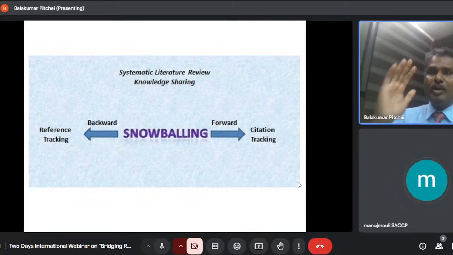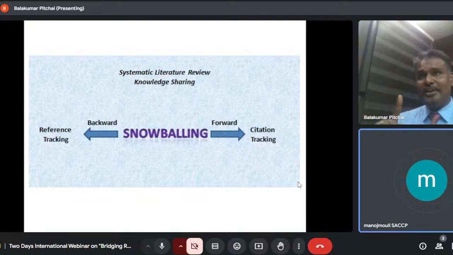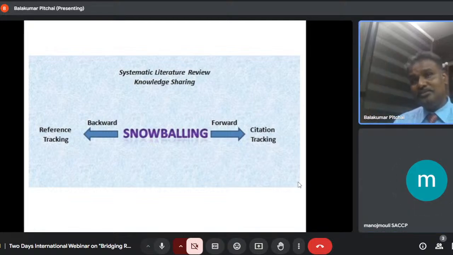Through this snowballing procedure, from one article, you can find a minimum of 20 articles or more. Those 20 articles, again, you subject them to snowballing. You will get 200 articles. Those 200 articles, again, you subject to snowballing. You may get 400, 500 articles, enough. You have done a very good literature search and review.